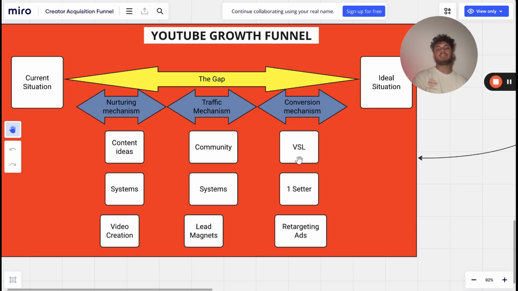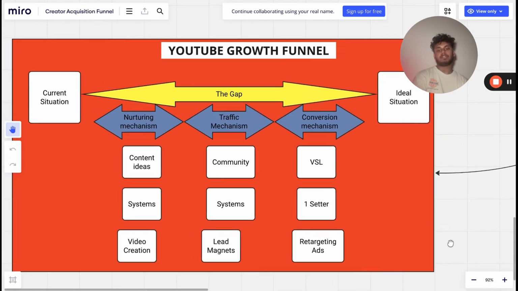Second thing is the VSL. You could do weekly calls where you are doing a webinar or something where you are explaining your services, and at the end of the webinar you can give a call to action to book a call with you, and from there you can close them as your client. And also you could do retargeting ads, which is running ads. This requires the paid ads method.